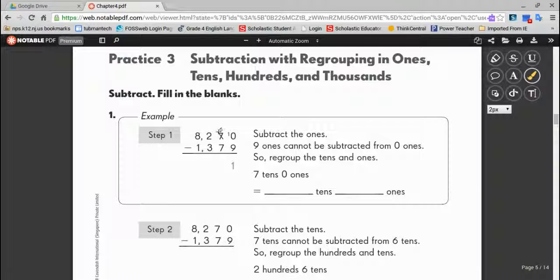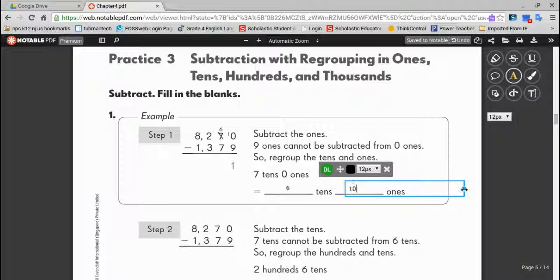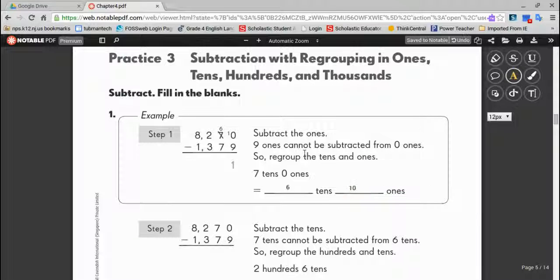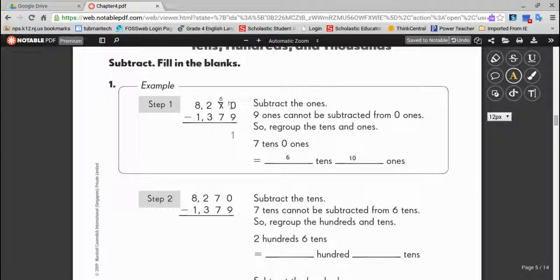We take one of these tens away, so 7 tens and 0 ones, which you had before, we're going to change that to 6 tens, because we're going to take one of the tens away and bring that 10 over here. So that changes it to 6 tens and 10 ones. So then there we go. Now we can subtract. 10 minus 9 equals 1.